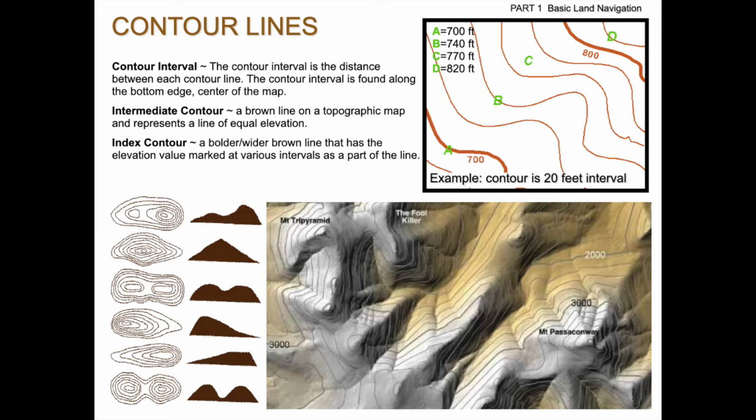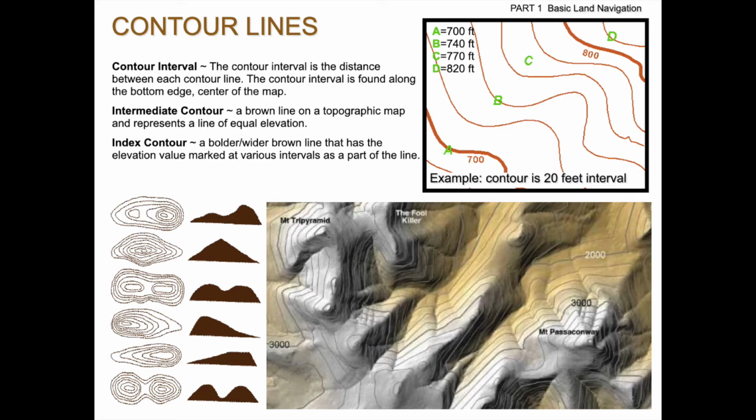So we got a couple definitions here at the top left. First is contour interval. That's the space between the lines. So the contour interval is the distance between each contour line. The contour interval is found along the bottom edge, center of the map. Now we have intermediate contour. It's a brown line on a topographic map that represents a line of equal elevation.